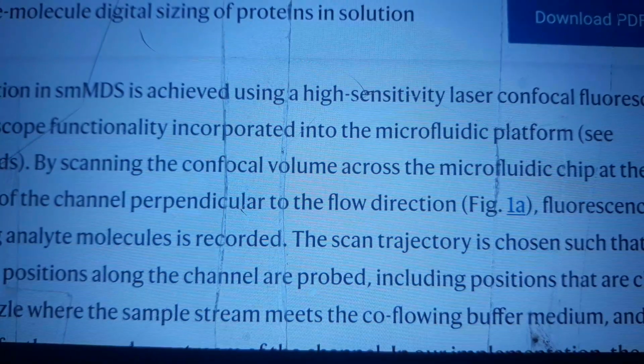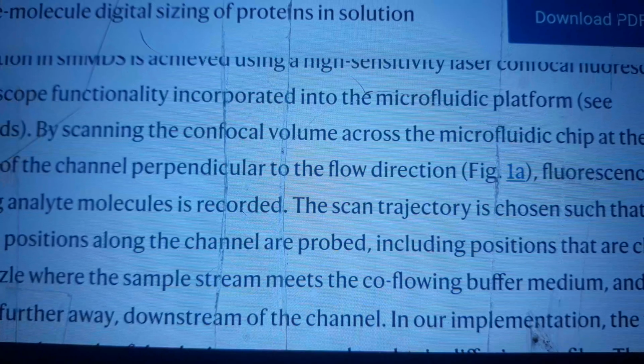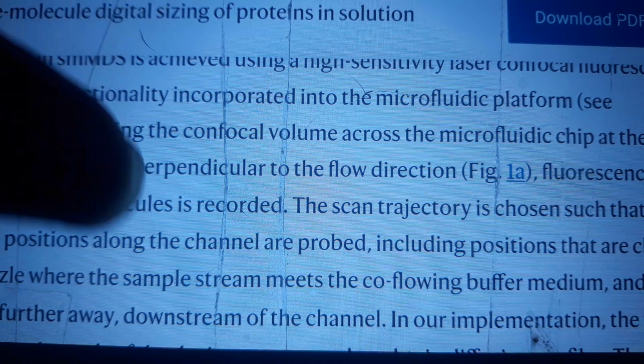Now, detection in SM-MDS is achieved using a high sensitivity laser confocal fluorescence microscope functionality incorporated into the microfluidic platform, as seen in the methods. By scanning the confocal volume across the microfluidic chip at the mid-height of the channel, perpendicular to the flow direction, fluorescence from passing analyte molecules is recorded.